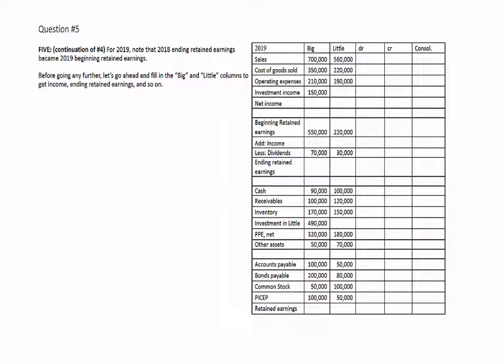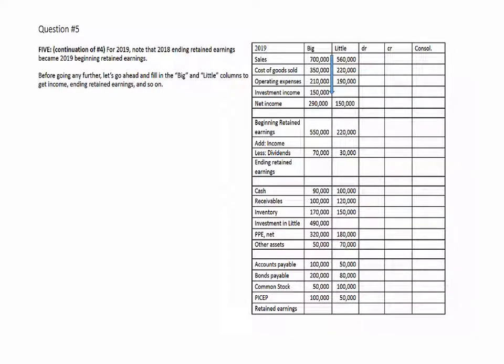For 2019, please note that the 2018 ending retained earnings became the 2019 beginning retained earnings. Before going any further, let's go ahead and fill in the big and little columns to get income, ending retained earnings, and so on. So first we work our way down the income statements. Big has net income of $290, little has net income of $150.